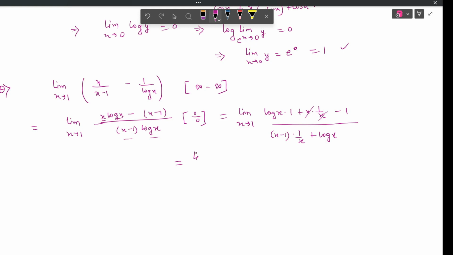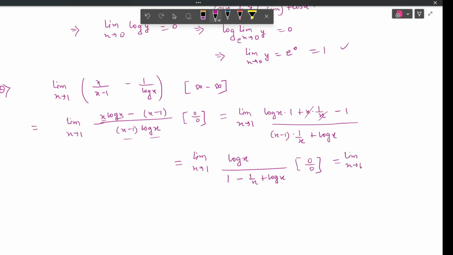So this is log of x by, if you multiply this, you will get 1 minus 1 by x plus log of x. Now if you put 1, 1 minus 1 is 0, log of 1 is 0, log of 1 is 0. So this is again 0 by 0 form. So you have to take the differentiation again.